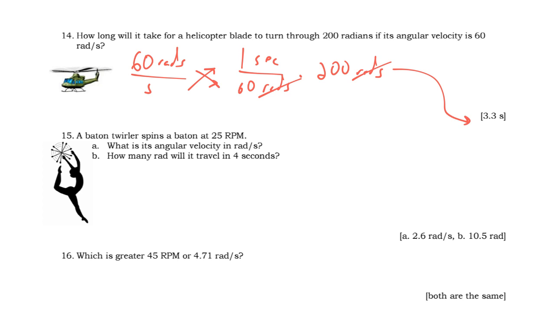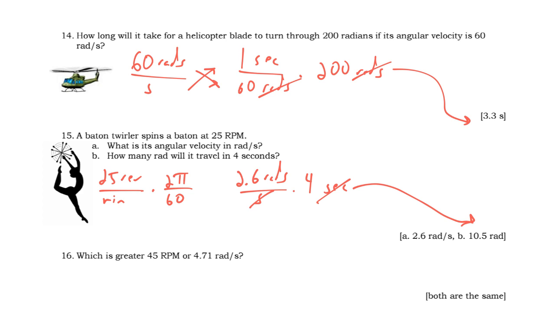Okay, a baton twirler spins a baton at 25 RPM. What's the angular velocity? So 25 revs per minute times, and we do this one so often that you can use the shortcut, just multiply by 2 pi over 60, and you're going to get 2.6 rads per second. How many rad will it travel in 4 seconds? So if it's going 2.6 rads per second times 4 seconds, seconds cancel out, and we're left with just radians on top, and we get 10.5 radians.